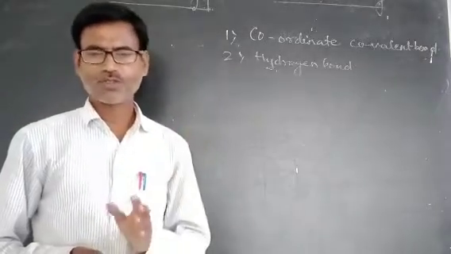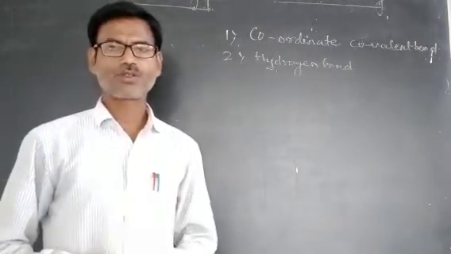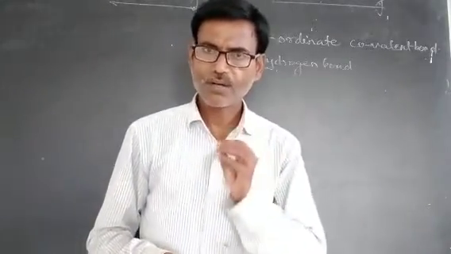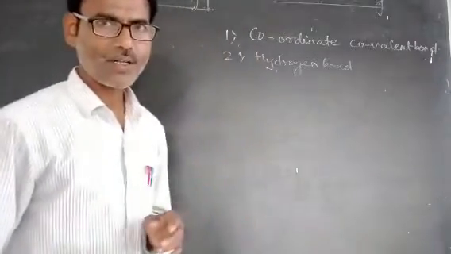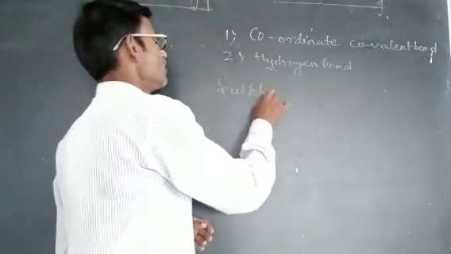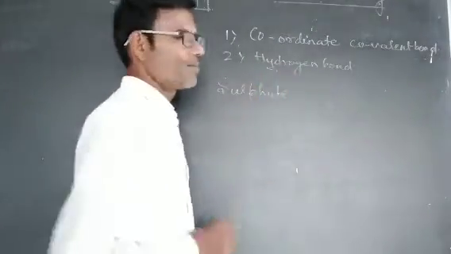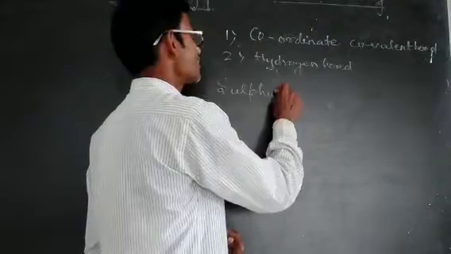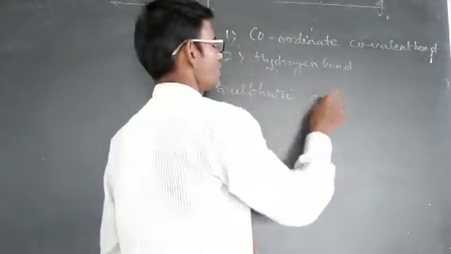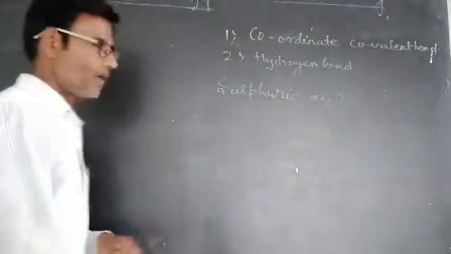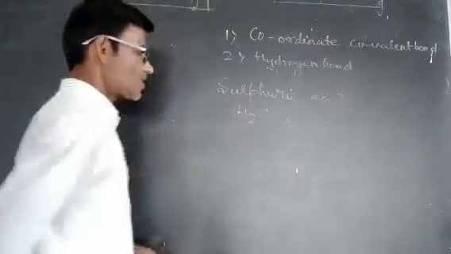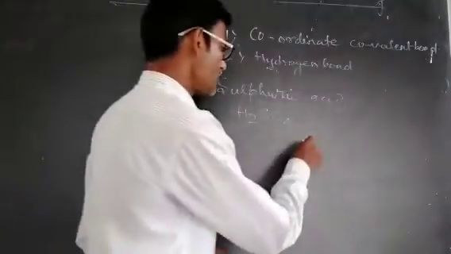In some of the compounds, in some of the molecules, we see coordinate covalent bond. For example, a very common example of a coordinate covalent compound is sulfuric acid. Its molecular formula is H2SO4. Let's write the structure of sulfuric acid.